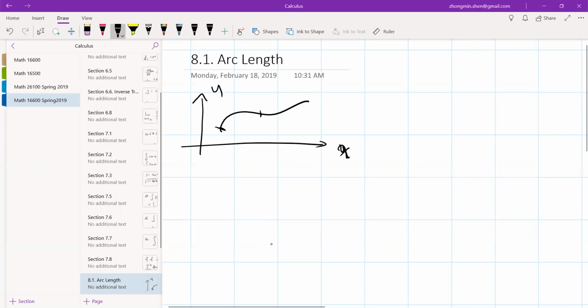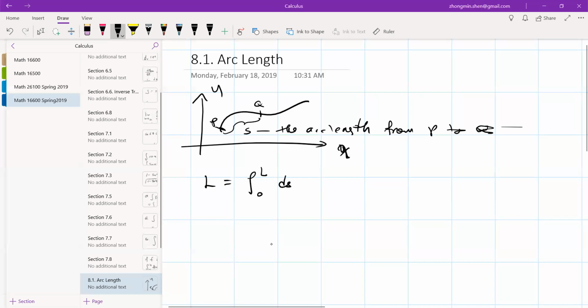For the curve, let S denote the arc length from point P to point Q. And the length is very simple. The length function is just the integral from 0 to L of dS. That's the simplest formula you can have.